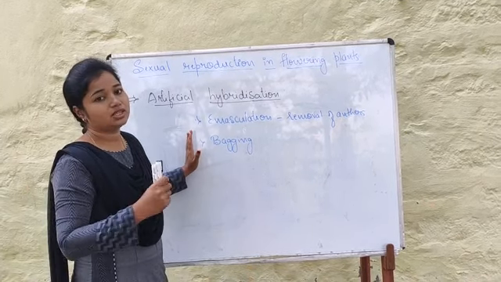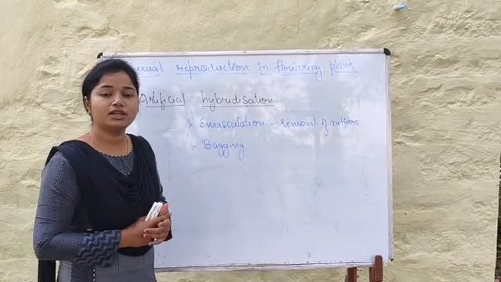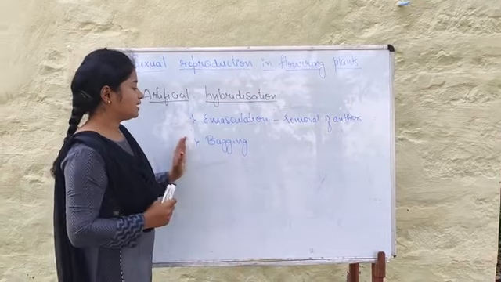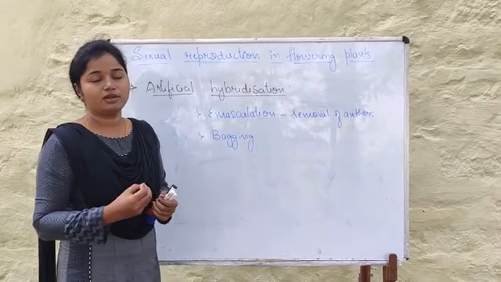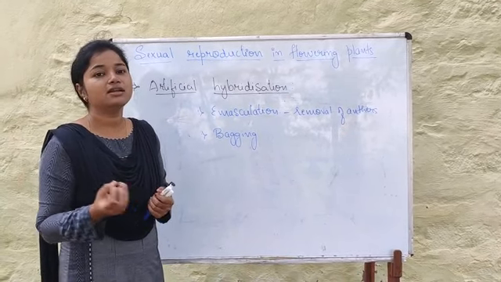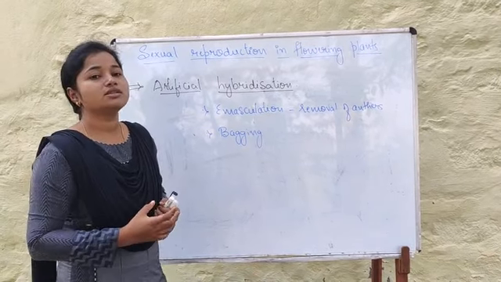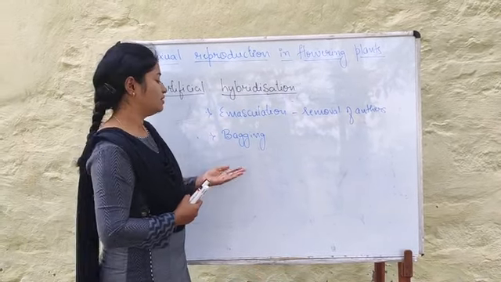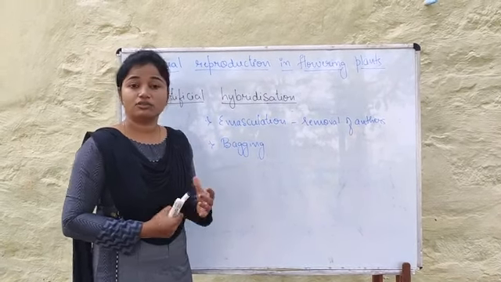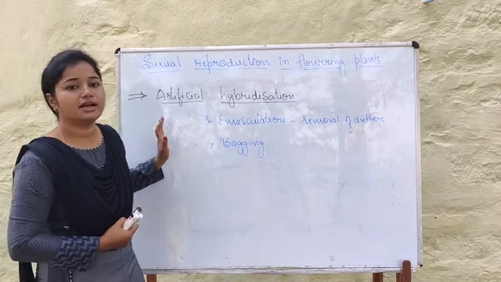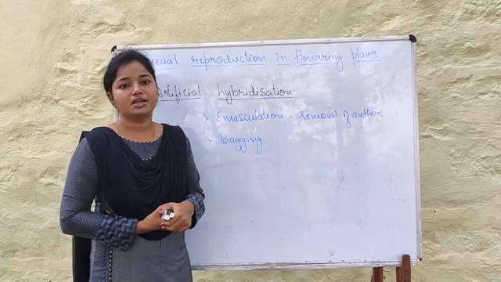Suppose the female parent is a unisexual flower. Then there is no need for emasculation, as it already has only the female reproductive part. In that case, we can directly go for bagging. The bagging should be done during the bud stage only. Once the bagging is done, we wait until the flower opens and the stigma becomes receptive. Once the stigma is receptive, we can dust the pollen grains of the desired male parent, right? And then we allow the fruits to develop. So this is regarding artificial hybridization. It involves two techniques: one is emasculation and the other is bagging, right?